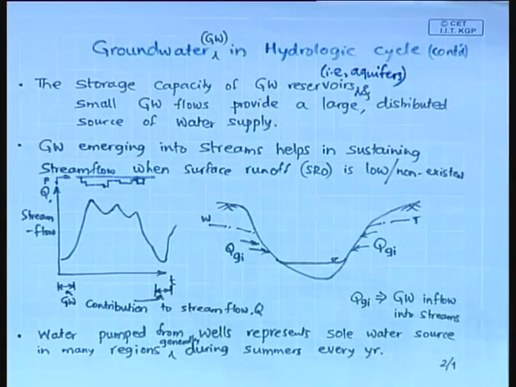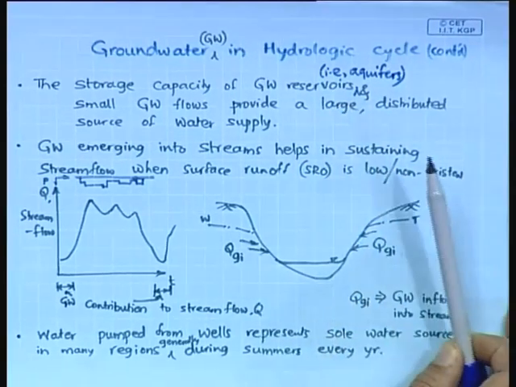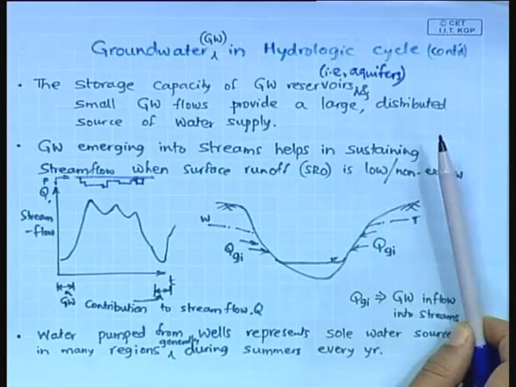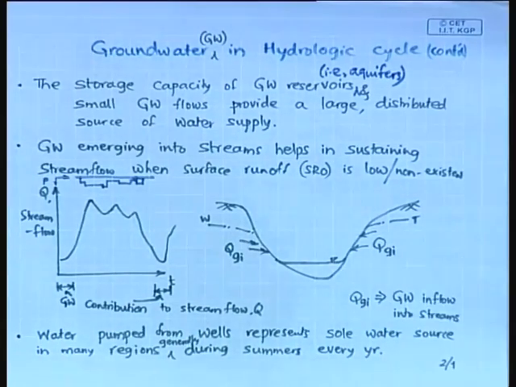because when these aquifers get saturated, then excess water from these aquifers flows from below the ground onto the ground, wherever there are streams and other surface water bodies. And so this storage capacity in the aquifers, that is the groundwater reservoirs, as well as the small groundwater flows, ensure a large as well as a distributed source of water supply. Therefore, the spatial extent of the water supply gets increased, as well as the temporal extent. So, that is a major contribution of groundwater.